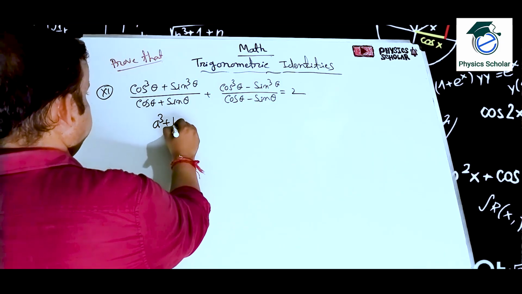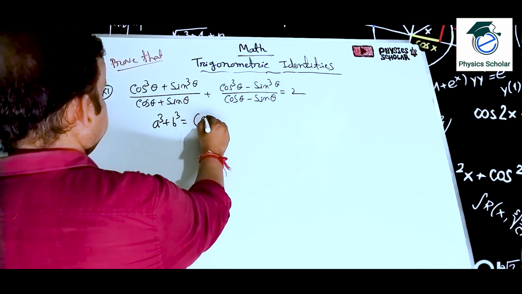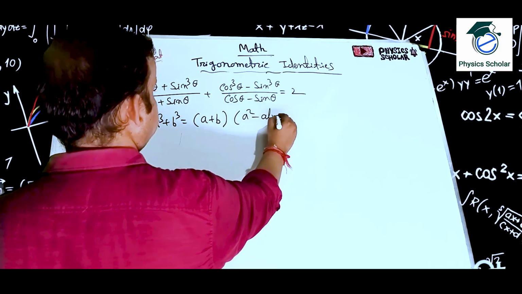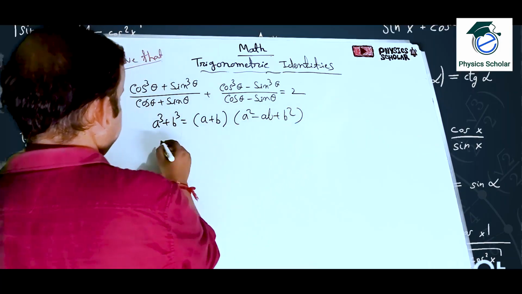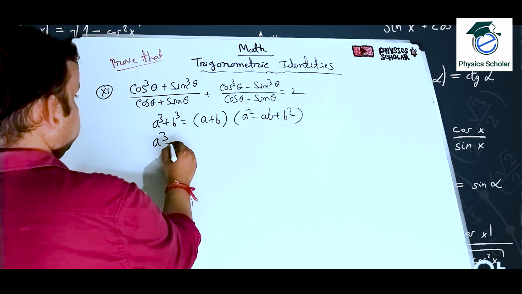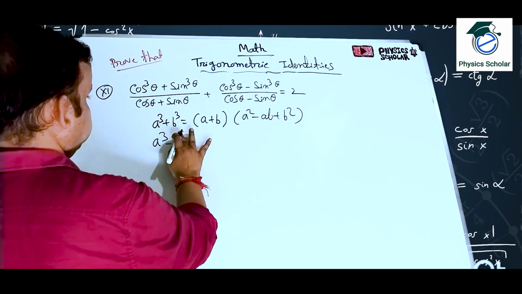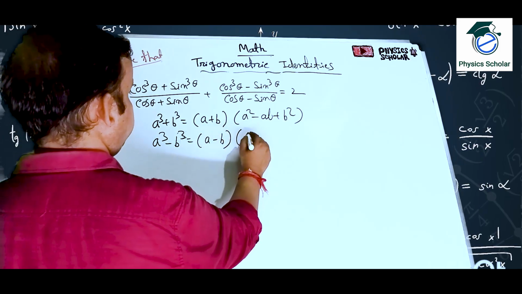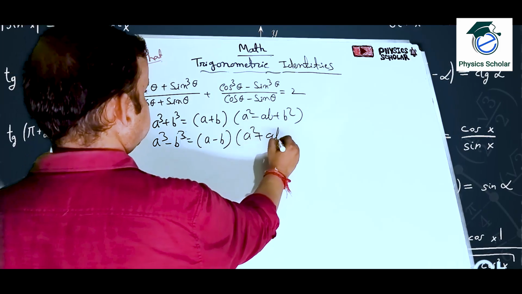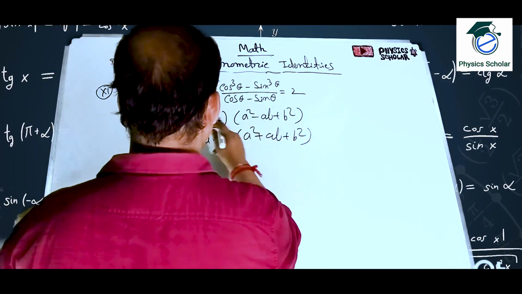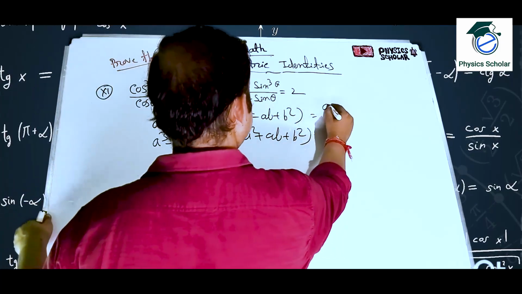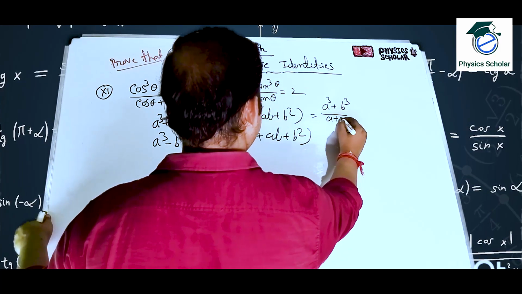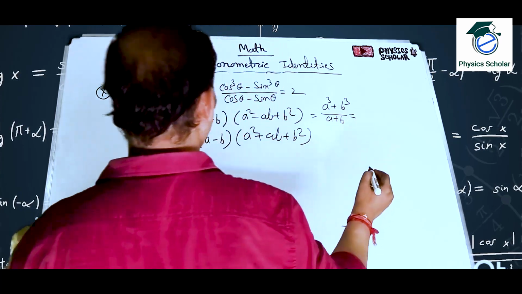A cube plus b cube is equal to a plus b into a square minus ab plus b square, and another formula, a cube minus b cube is equal to a factorization formula, a minus b into a square plus ab plus b square. So from here what we can write? a cube plus b cube by a plus b is equal to what we can write?